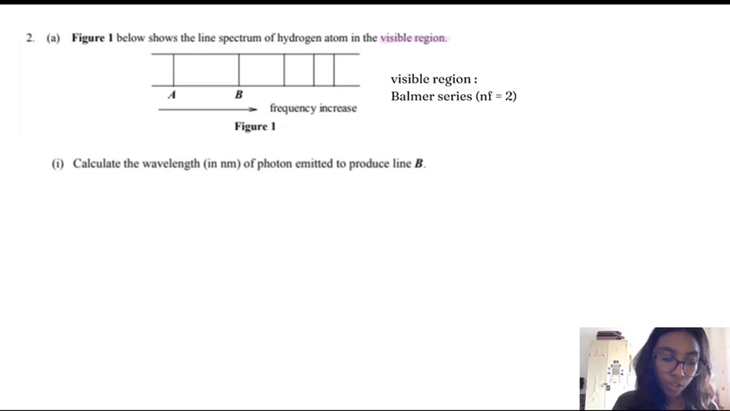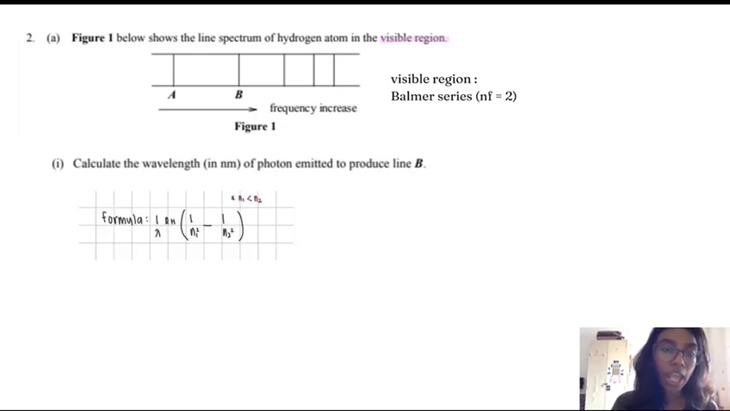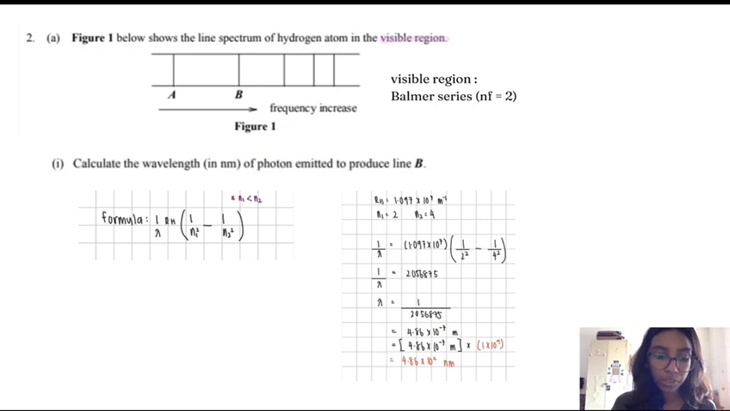So we are going to use this formula, and when we use this formula we need to remember that the n1 value must always be smaller than the n2 value. That is one of the tips. Okay, so after the calculation, this is the working, and you will get the final value of 4.86 times 10 to the power of 2 nanometer.